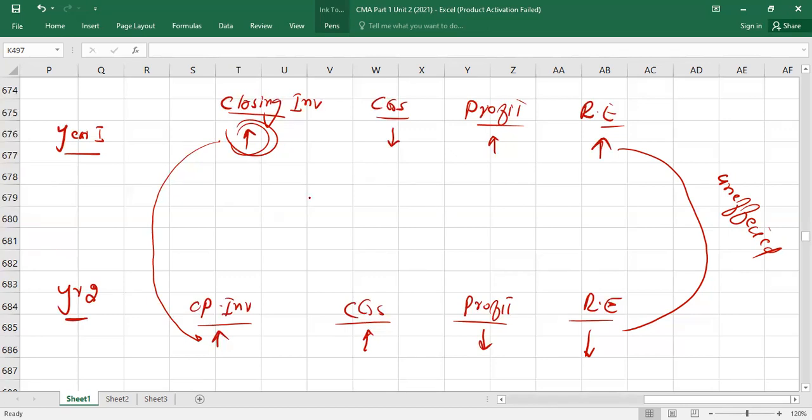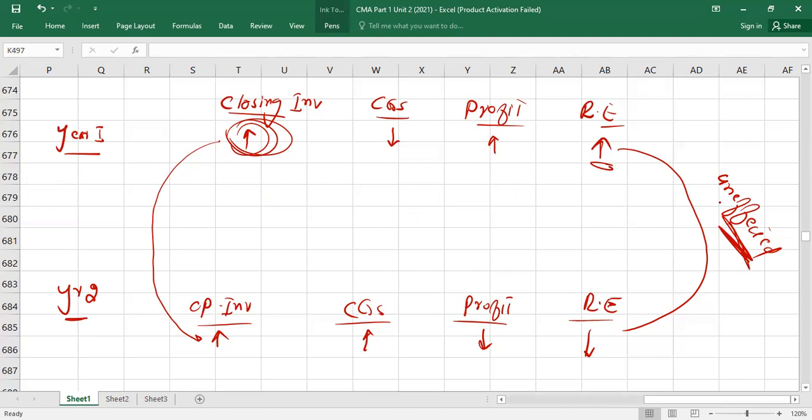In year 1, look at the screen. It is overstated. This is my answer. But if I'm saying my closing inventory is overstated in the first year, what will be the effect on the retained earning in the second year? I would say it will be unaffected. Over the 2 years, it will be unaffected, because here I'm talking about over 2 years, not for a specific year.